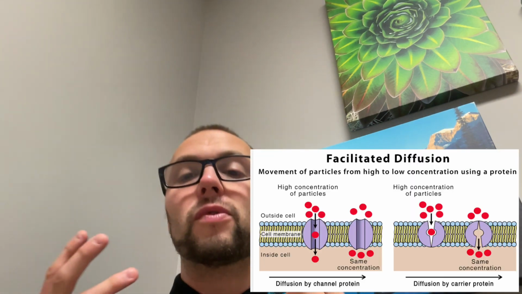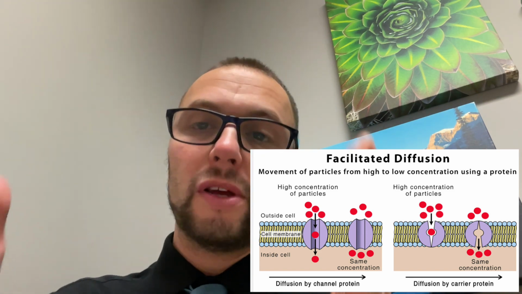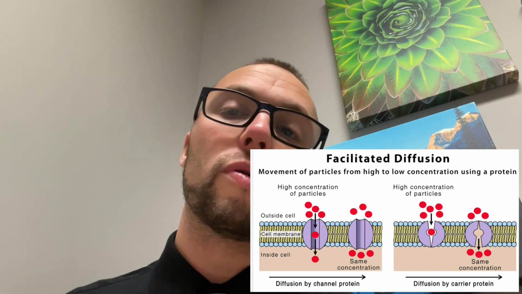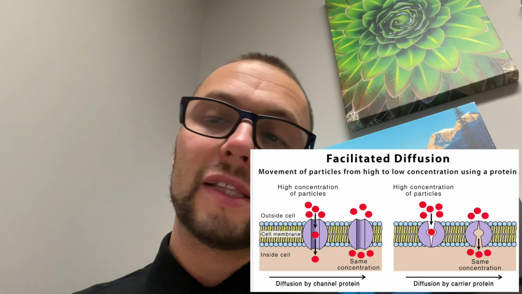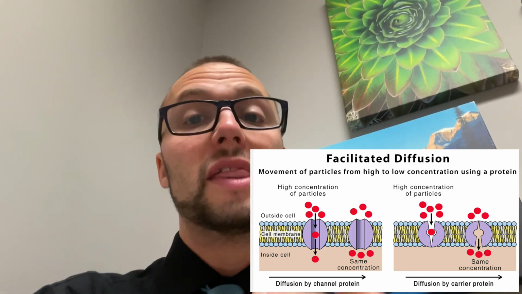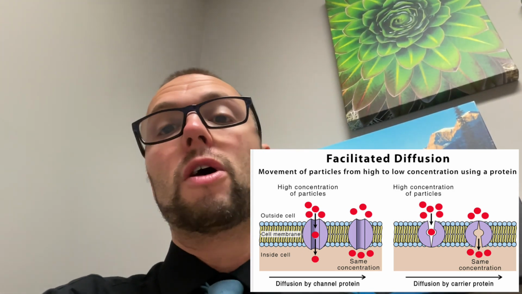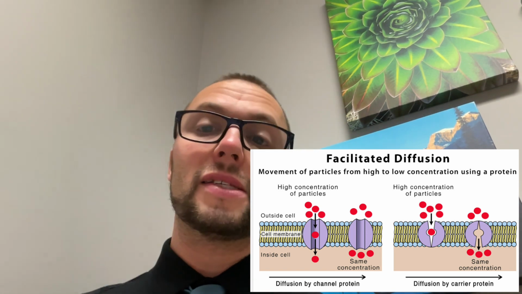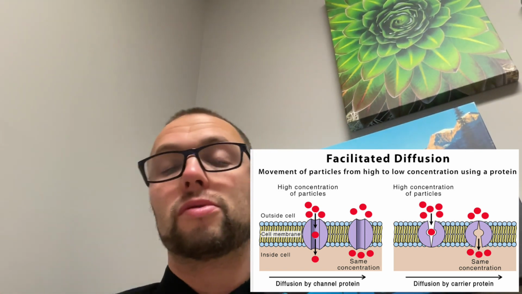Now, if we have these charged or polar molecules trying to fit through the membrane, we're going to need some sort of channel protein in order for the membrane to be able to channel these charged or polar molecules into the cell and out of the cell. And when this happens, we call this facilitated diffusion, because these channel proteins and carrier proteins facilitate the diffusion into and out of the cell.